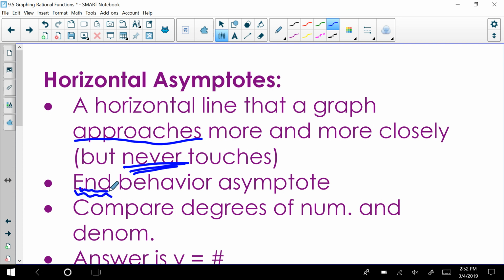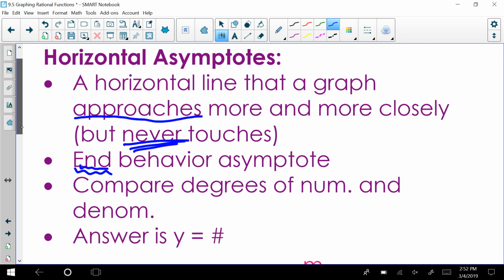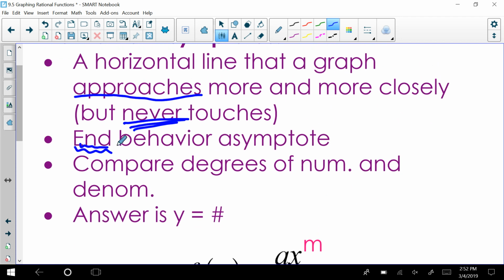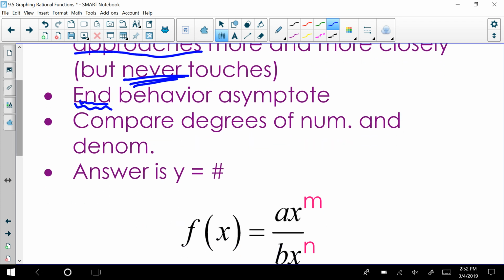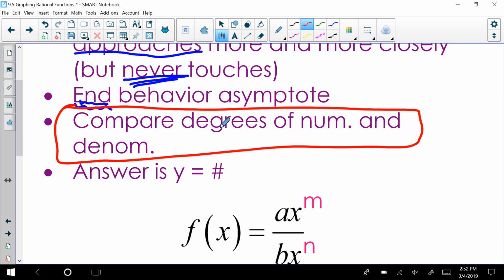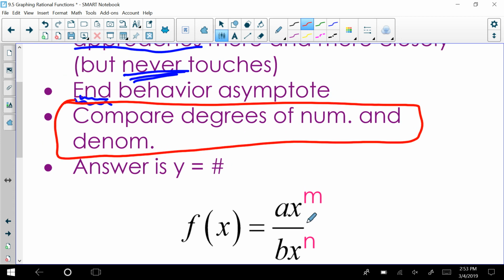Okay, I can do stuff in the middle, but I can't do anything at the very, very end. It's really unimportant to have that down completely, but just know that these are known as end behavior asymptotes. How we determine where they are is we will be comparing the degrees of the numerator and the denominator. Okay, which I have this little equation here.